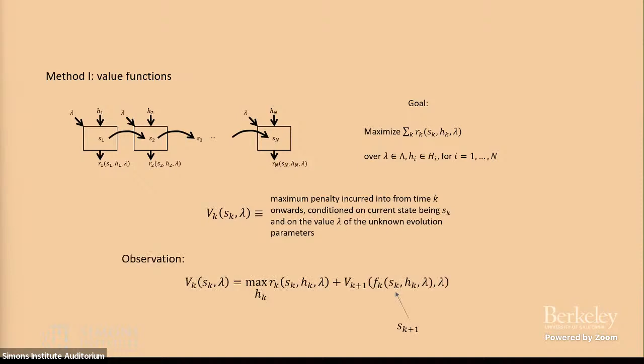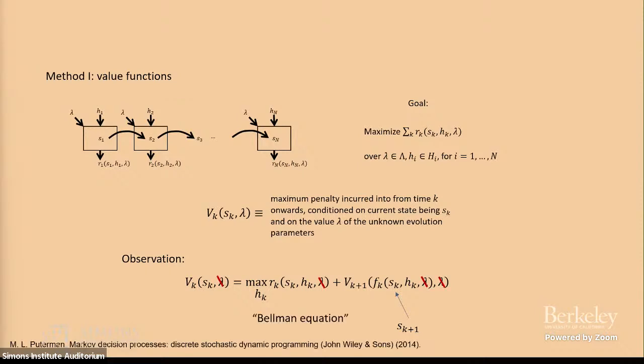With the definition, then you can make an observation. The maximum penalty that you will have from this moment on is equal to the penalty that you will have now, plus the penalty that you will have from k plus 1, which by definition is given by V_{k+1} acting on the next state. And the next state is a function of the current state, these uncontrolled variables, and also these lambda variables. So all you have to do is to maximize over the unknown uncontrolled parameters, and then you get the new function. You can define all these functions iteratively, in principle. Again, if you drop these non-evolution parameters, then you end up with what is called the Bellman equation.